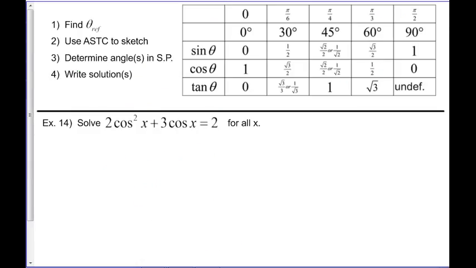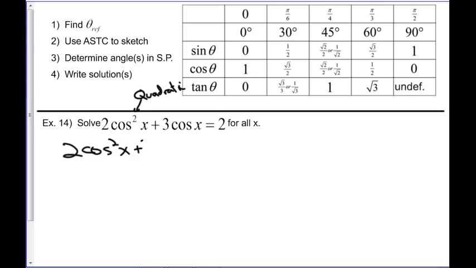Okay, so that's an alternate approach, and it's fine to do that. One last quadratic. 2 cos squared x plus 3 cos x equals 2. So we know, since it's a quadratic, first of all, we know that it's a quadratic because it has a squared. So we need to make one side 0.